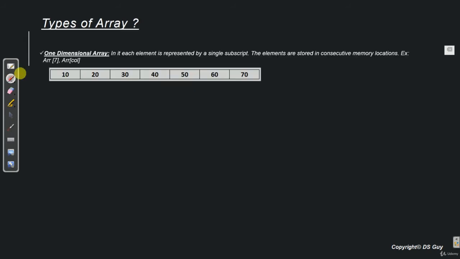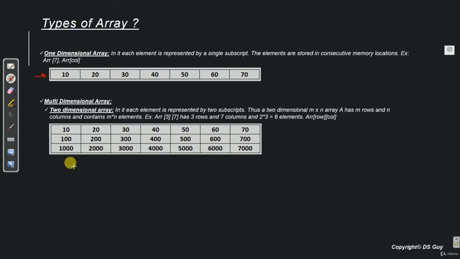Let's see. Now a one dimensional array is one which has a single row in it. As we can see in this diagram, we have one row and multiple columns in this array. So this is a one dimensional array because the number of rows is 1.